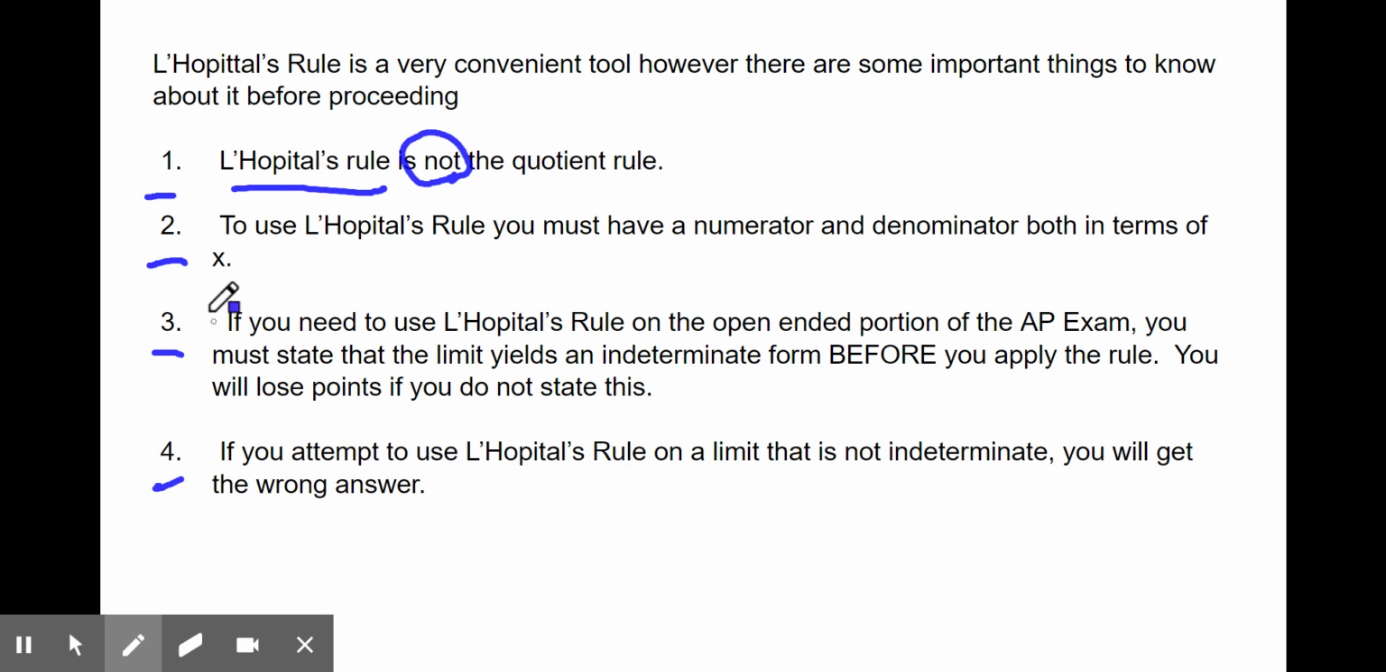So that's why it's important to look at number 3. All right, the idea that you have to show that it is an indeterminate form before you go ahead and use L'Hopital's rule. All right, very important.